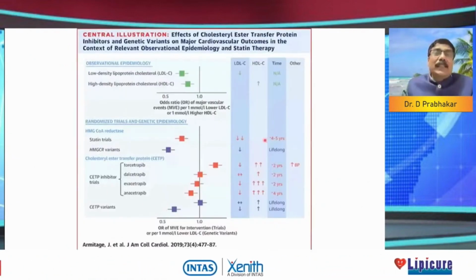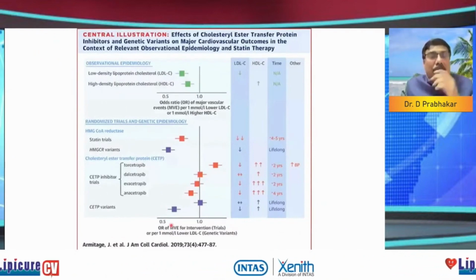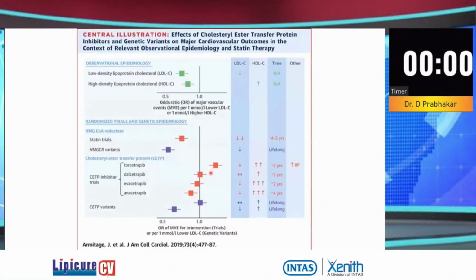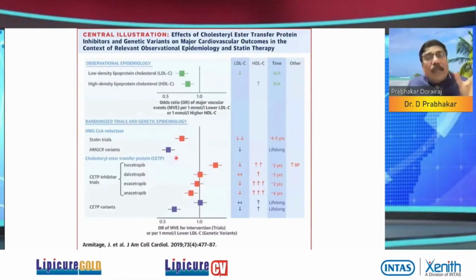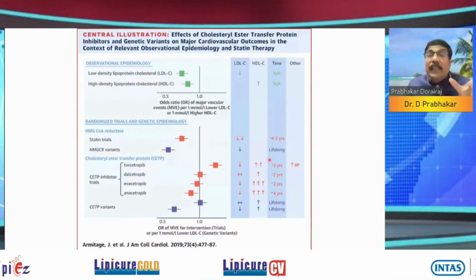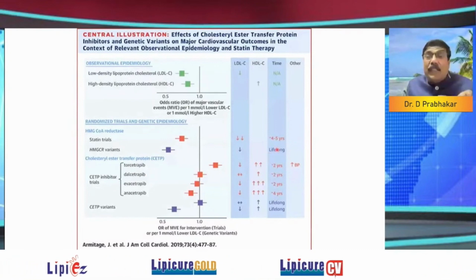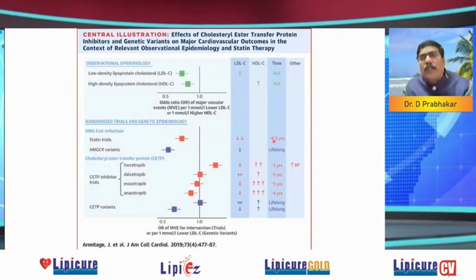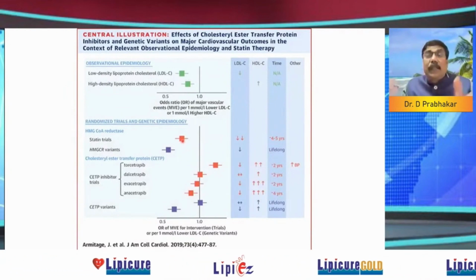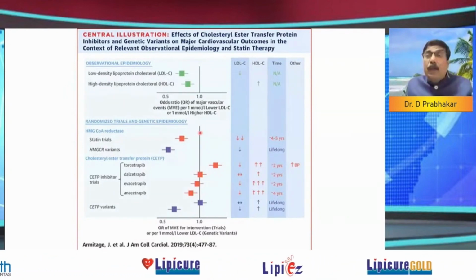Now, this is a very interesting point from a 2019 article, and what it shows is just two points. One is, if you look at the HMG-CoA reductase variants, they have lifelong reduction, and they have a much better benefit than the statin trials. Very clear. With a shorter duration of 4 to 5 years, the reduction is going to be there, indicating that the longer the duration of LDL lowering, the more important it is.